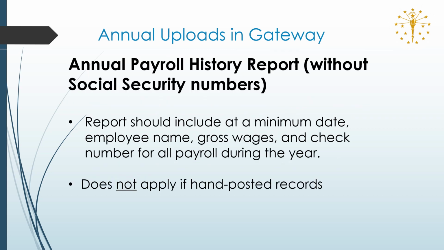The annual payroll history report without Social Security numbers should include, at a minimum, the date, employee name, gross wages, and check number for all payroll checks issued for the year. An Excel file is preferred or searchable PDF. This is not required if you have hand-posted records. This will be a similar process as previously described. You will select Manual Payroll.